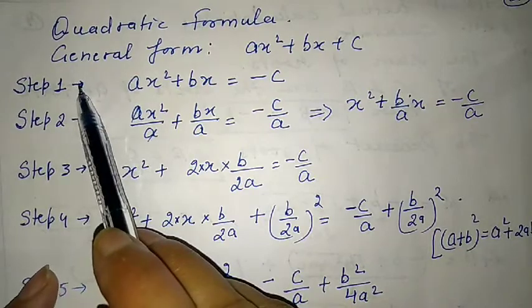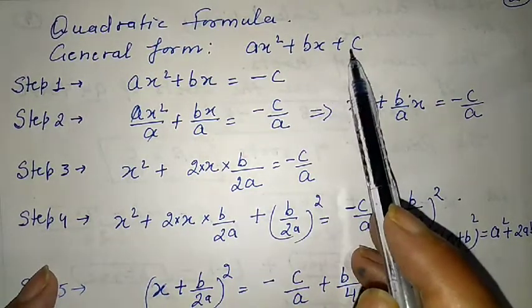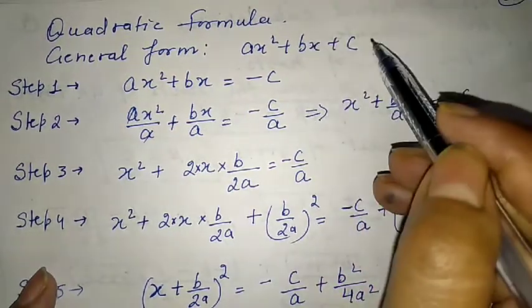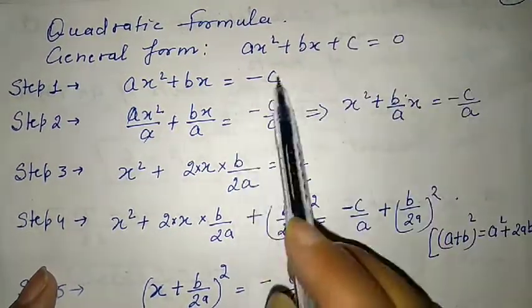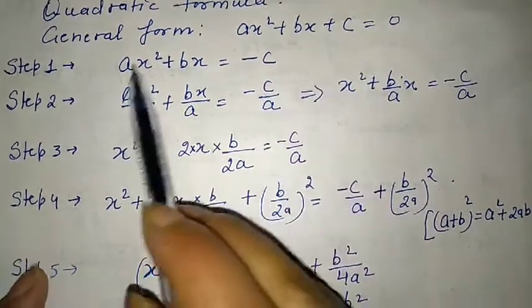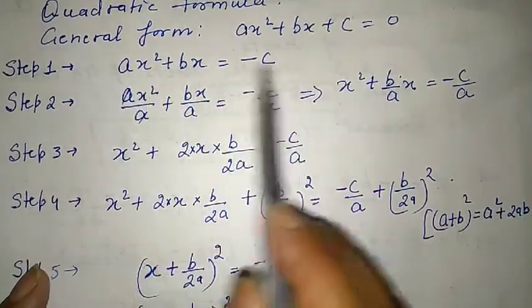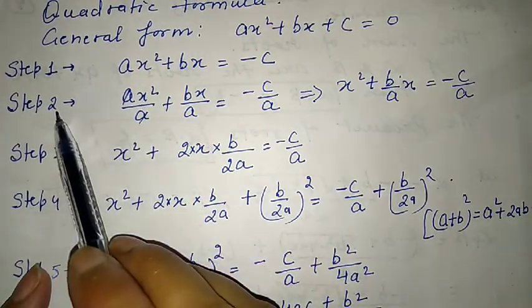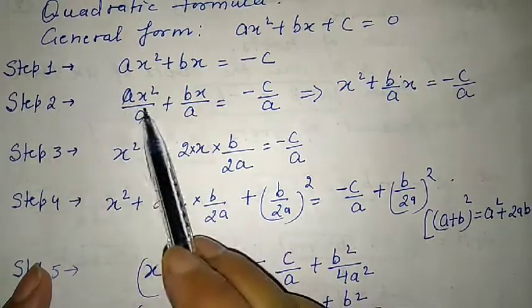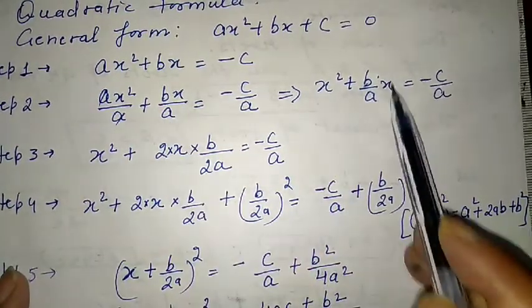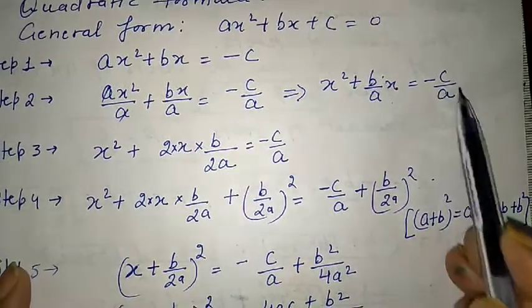So now, step 1, what we are doing, we are taking this c to the right side. ax square plus bx plus c is equal to 0. So this c, we are just shifting to the right side. Now we will divide this whole equation by a, the coefficient of x square. This is step 2. This a can be cancelled out. So we have x square plus b upon a x is equal to minus c upon a.